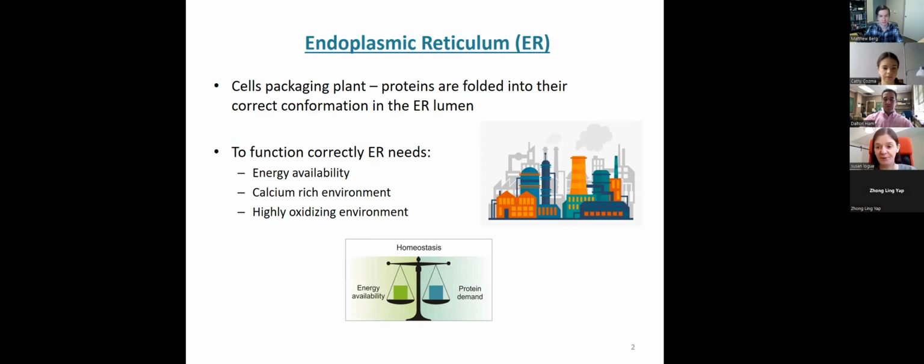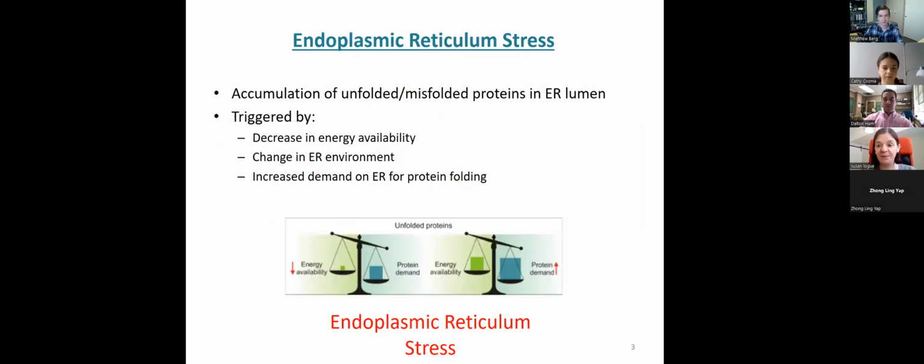But sometimes things do go wrong. For example, maybe we have a decrease in energy availability, and that's going to impact the efficiency of protein folding within the ER. Perhaps we've had release of calcium from the ER, and that means that ER chaperone proteins aren't going to work as well. In both these cases, we start to get a breakdown in ER function. Or alternatively, the ER environment could be maintained, but we're getting an excessive demand placed upon the ER to fold proteins. A really good and current example of that is viral infection.